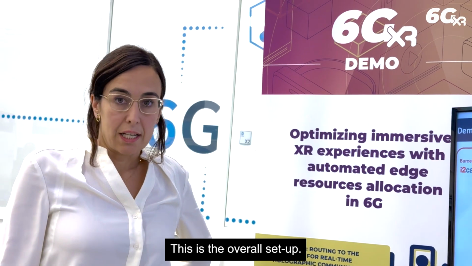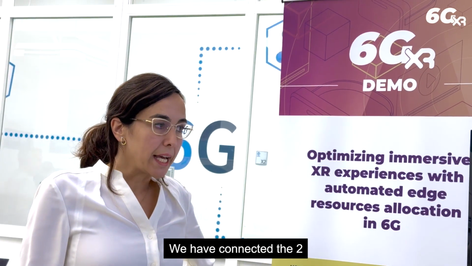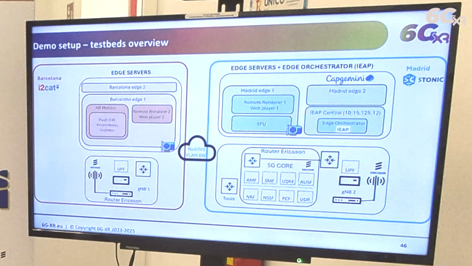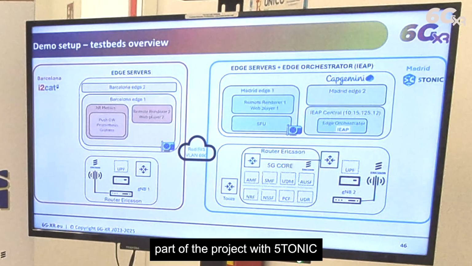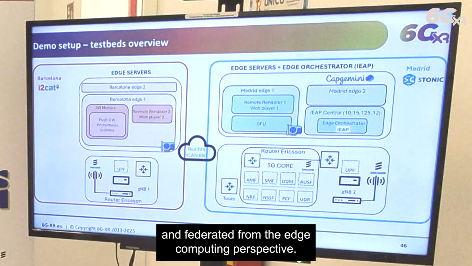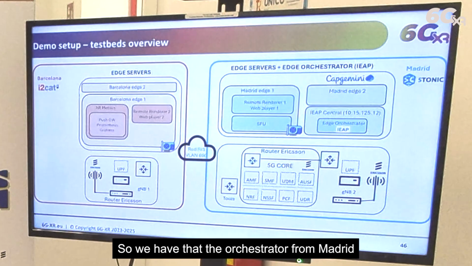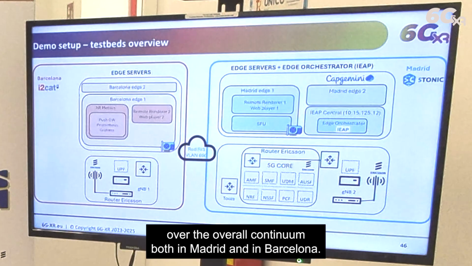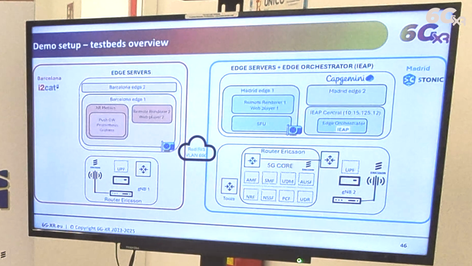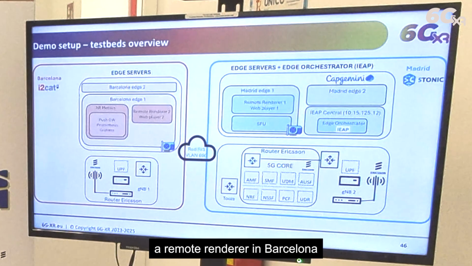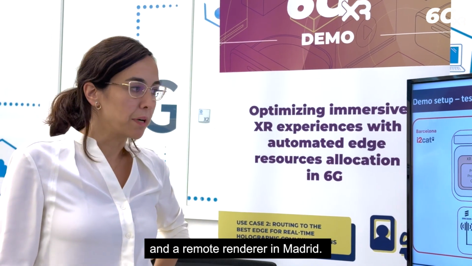And this is the overall setup. We have connected the two main testbeds in the south node part of the project, with Phitonic and I2CAT in Barcelona, that are connected via RAIL Iris and federated from the edge computing perspective. So from Madrid we are able to deploy over the overall continuum, both in Madrid and Barcelona. And for demo purposes, we have already deployed a remote renderer in Barcelona and a remote renderer in Madrid.